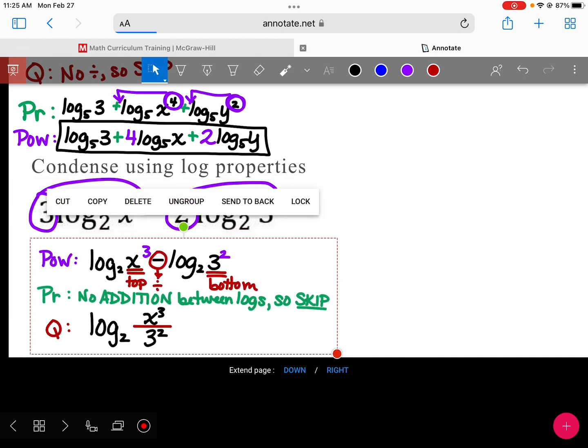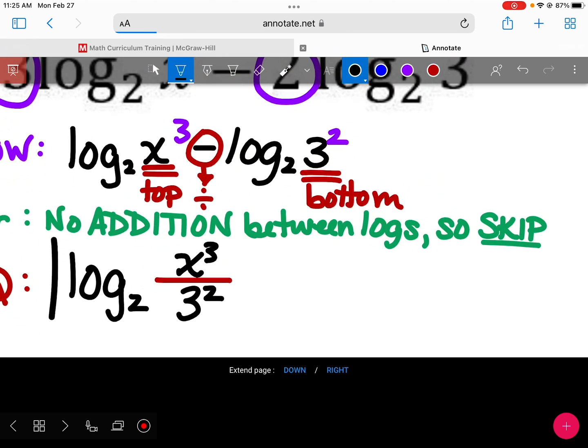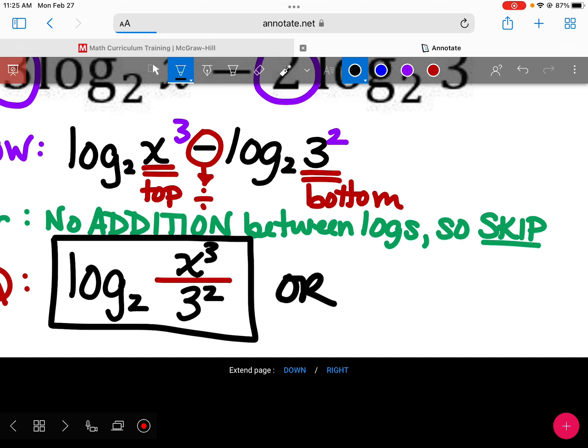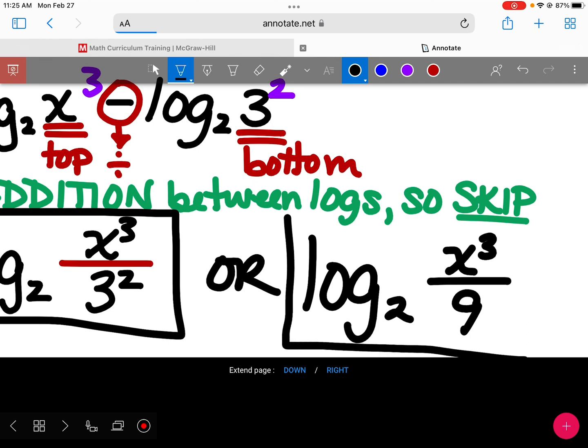Could you leave your final answer like that? You could. I would accept this for full points. Is there another way that you could write it that would still be correct? How else could you write this? 3 squared could be 9. So you could have x cubed over 9 as your argument. I would give full points for either one of those. If you leave it written like this, that is fully condensed. That is correct.